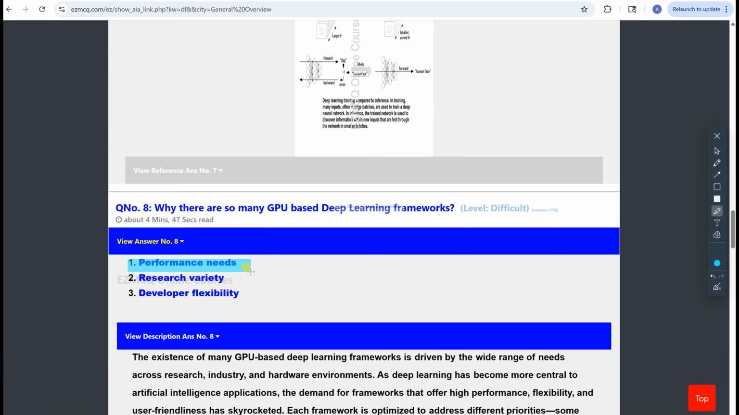And to meet the different demands. What are the different demands? Training speed, efficiency, scalability, and then there is the diversity in the hardware and architecture and the deployment requirements, which of course require different types of specialized performance solutions. And of course performance needs are therefore different. Next, research variety.